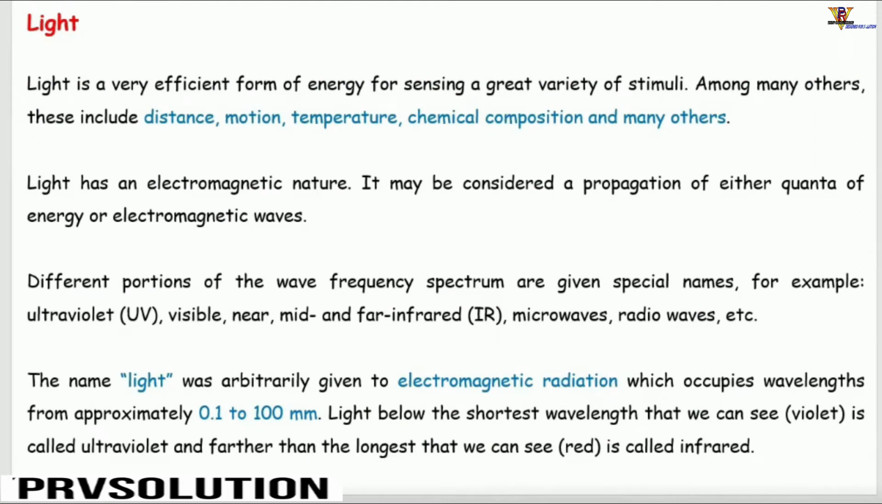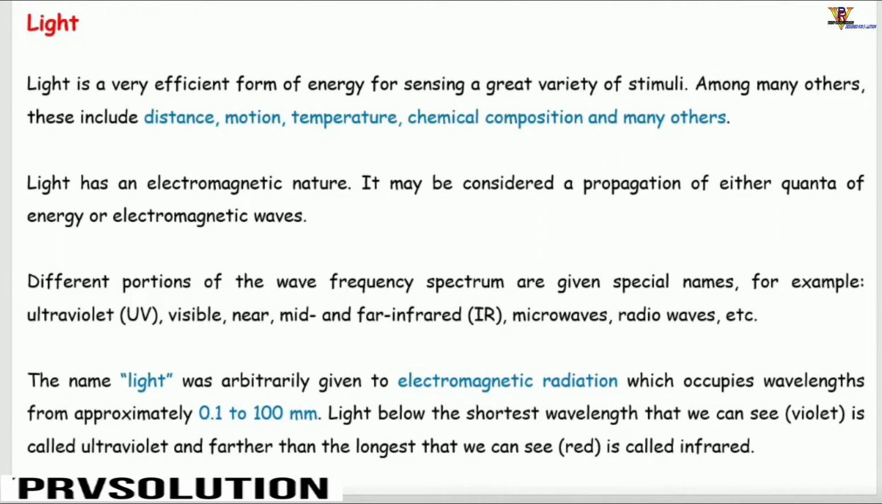Another important thing, the sensing mechanism, that is the light. So from light we can sense many types of stimulus. Light is a very efficient form of energy for sensing a great variety of stimuli like distance, motion, temperature, chemical composition of an object, or many more. Light has an electromagnetic nature. It may be considered a propagation of either quanta of energy or electromagnetic waves.